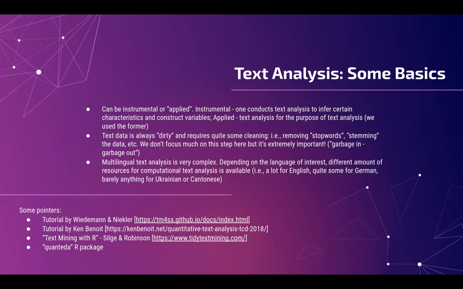That's the applied one, for example, when you want to know what people are discussing. You don't want to infer from text who these people are and then maybe put it into some regression or use it somehow else. Instead of having a concrete characteristic that you're curious about and want to infer from text, you might be just exploring text and trying to figure out what people are discussing. So that's the difference.